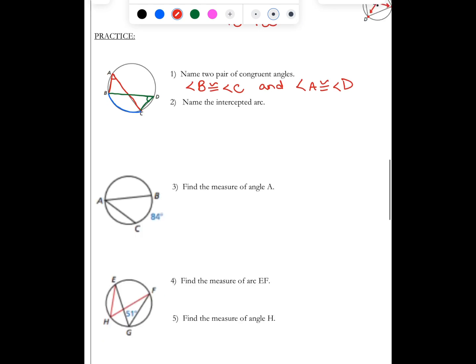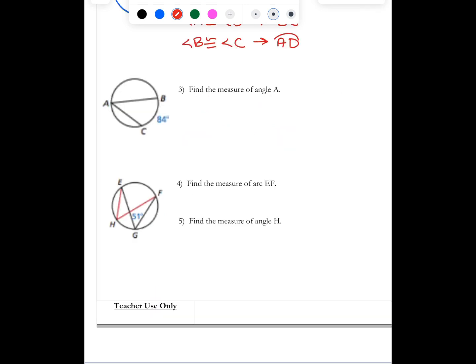Now we have to name their intercepted arc. We know the intercepted arc of angles A and D is BC, and the intercepted arc for angle B and angle C was AD.